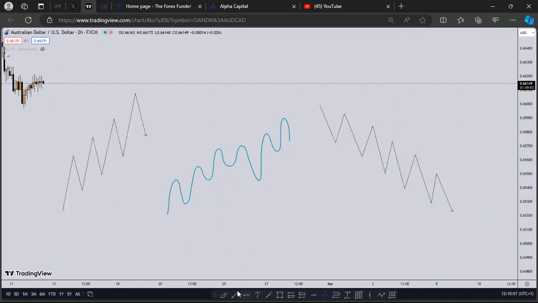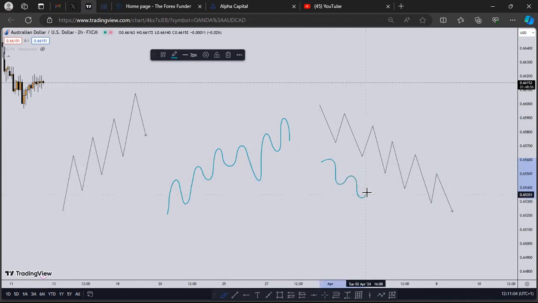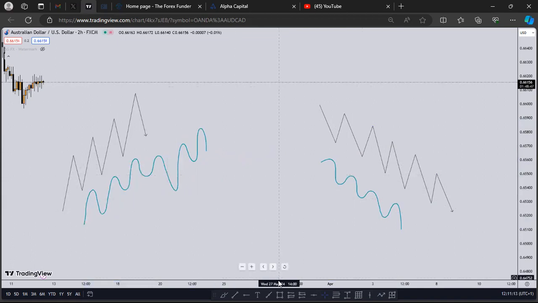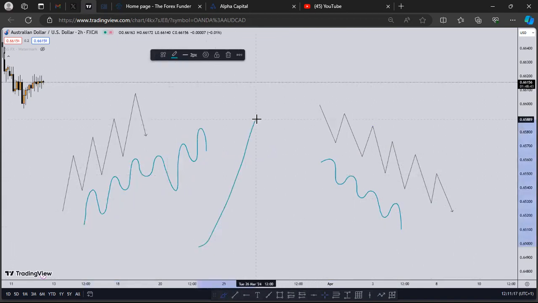Let me give you a bigger example of how the market moves in waves on the bearish structure. Swing lows, swing highs, swing lows, swing highs. This is how the forex market moves. It moves in waves. The forex market does not just move straight to the upside like this. It doesn't happen like that.